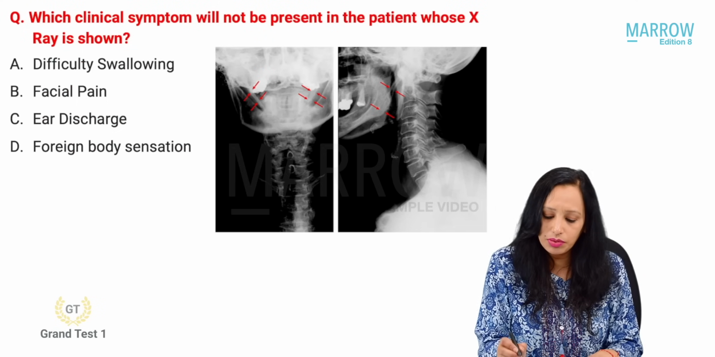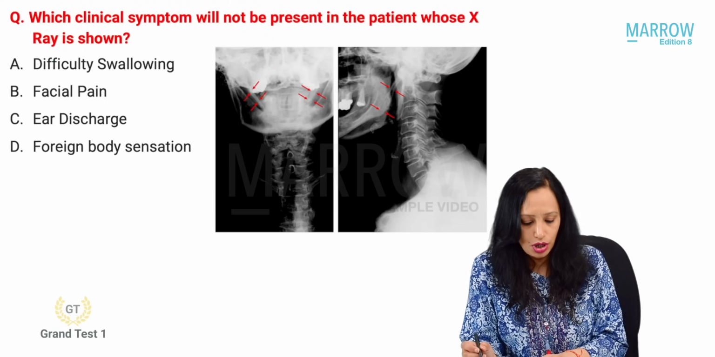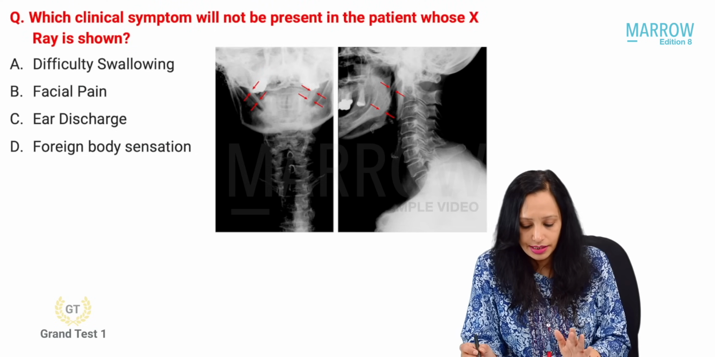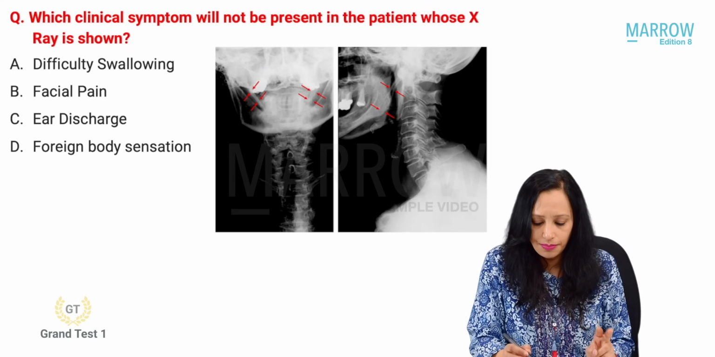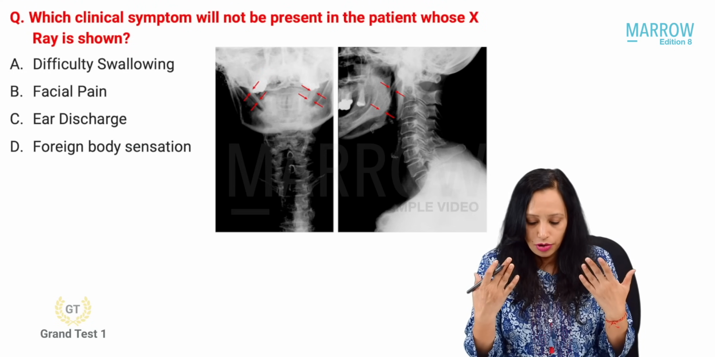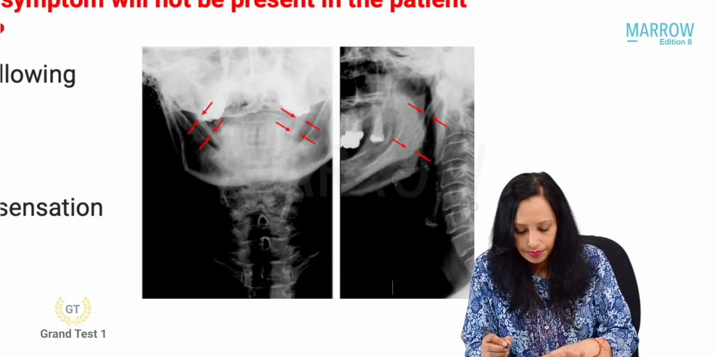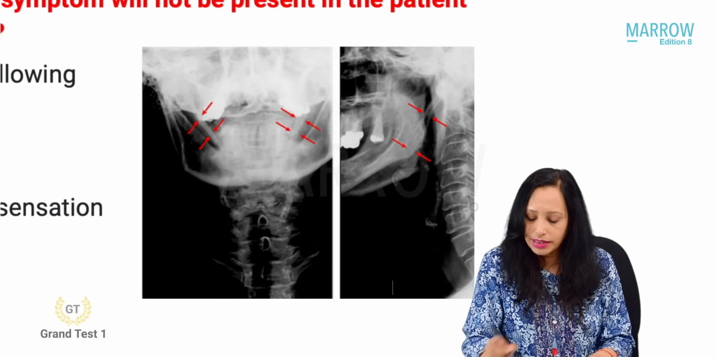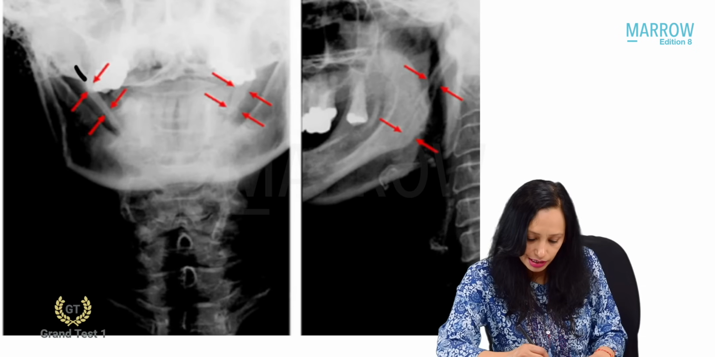Which clinical symptom will not be present in the patient whose X-ray is shown? Okay, so here we have to make the diagnosis by first seeing the X-ray, and we are getting two X-rays here. One is maybe an anteroposterior or a postero-anterior view X-ray. It can be a Townes view or maybe anteroposterior view. And the second is a lateral view. What we are seeing here, the marked structure, let me mark it like this.